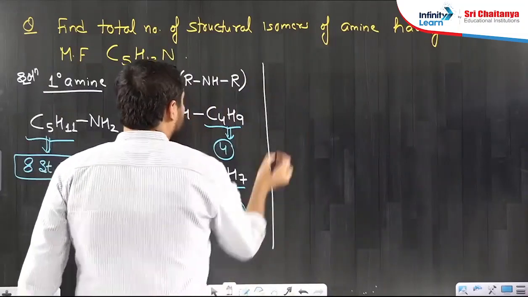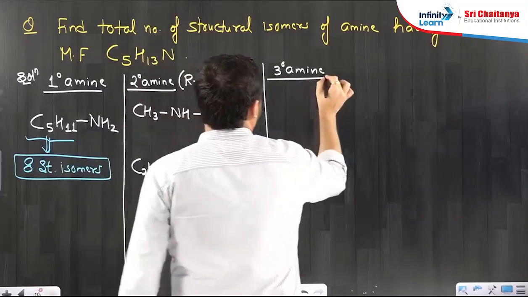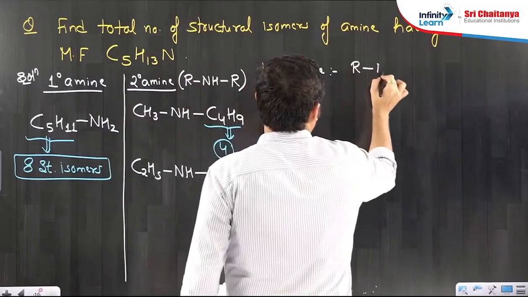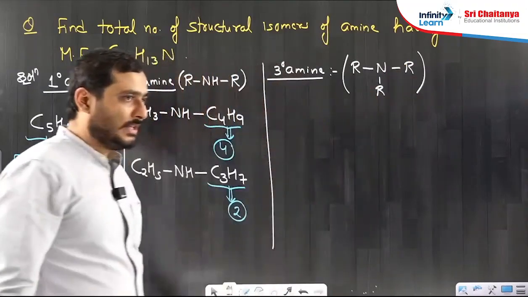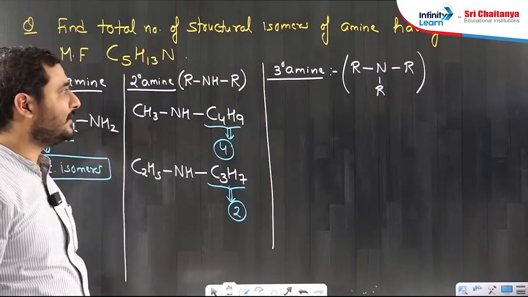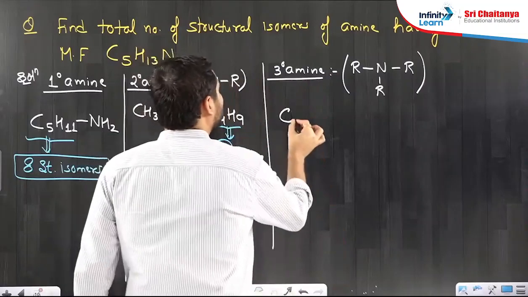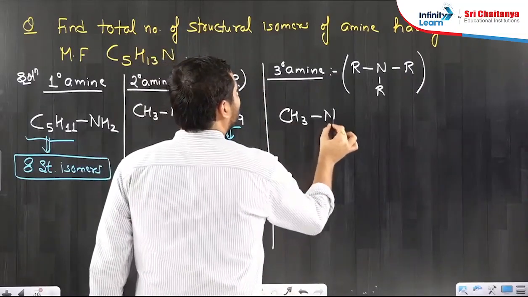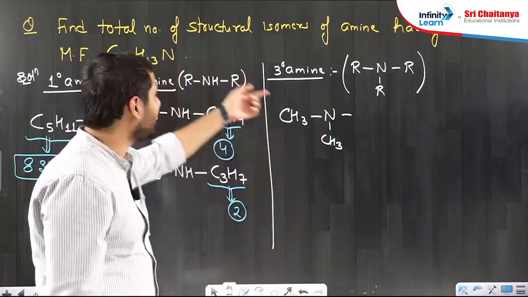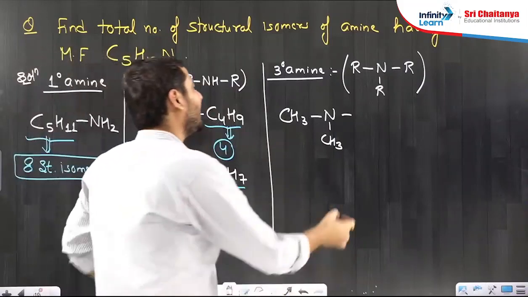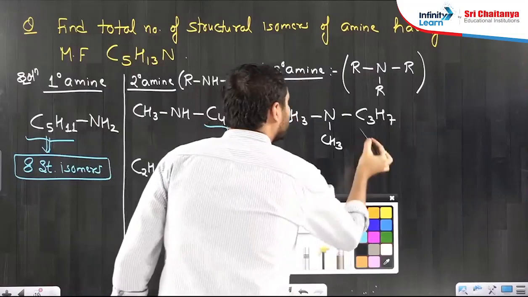Let us next move to tertiary amine. Now what is the representation for tertiary amine? It is R, N, R and R. So this is the representation for which type of amine? Tertiary amine. Now total 5 carbon atoms are present. First case, we'll write both methyl groups. So 2 carbon atoms are completed, CH3, CH3. Next, total 5 are present, so how many are remaining? 3. C3H7. And for C3H7, how many isomers are possible?